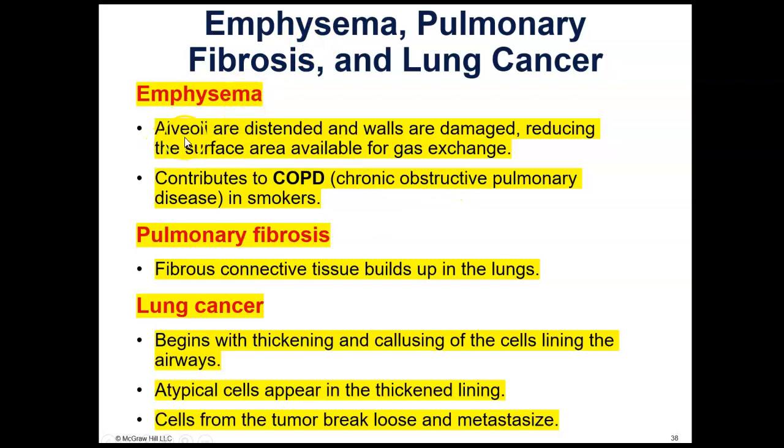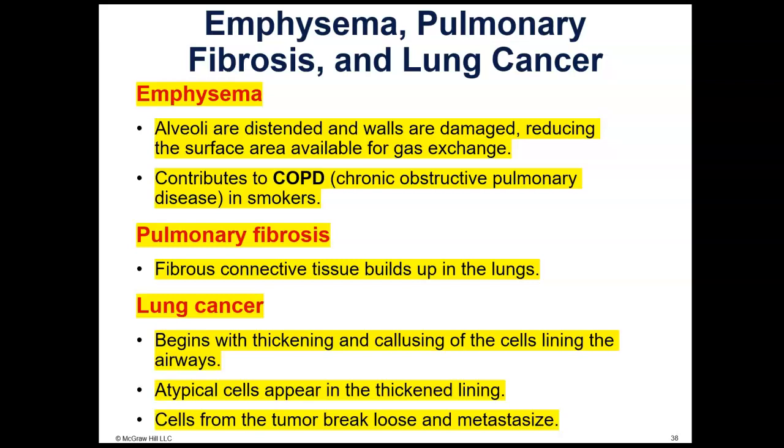So in emphysema, the alveoli, the air sacs of the lungs, are distended, and the walls of the alveoli are damaged. That reduces the surface area, because remember, we talked about in class that between both of our lungs, we have about 300 million alveoli. So a person with emphysema would have less surface area available for gas exchange. Not all of those 300 million alveoli would be healthy and able to function.